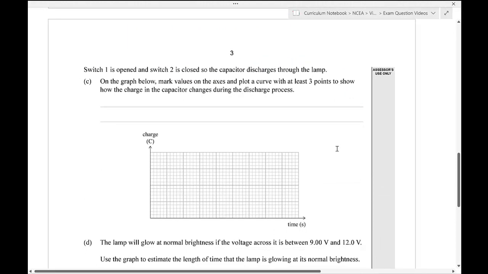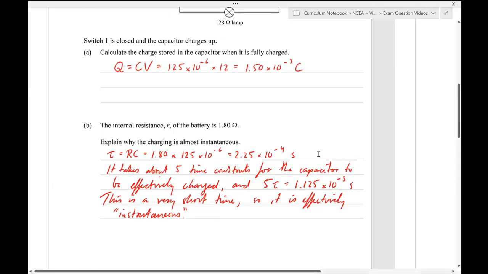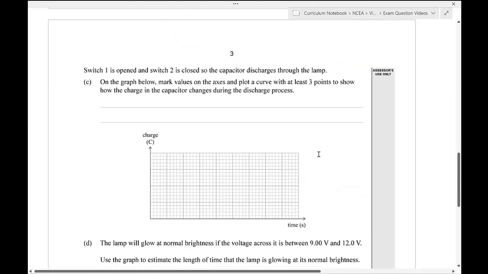Switch 1 is opened and switch 2 is closed, so the capacitor discharges through the lamp. On the graph below, mark values on the axes and plot a curve with at least 3 points to show how the charge in the capacitor changes during the discharge process. Okay, so we want to know the initial charge. In fact, we worked that out in A, didn't we? So the starting charge is 1.5 times 10 to the minus 3 coulombs.